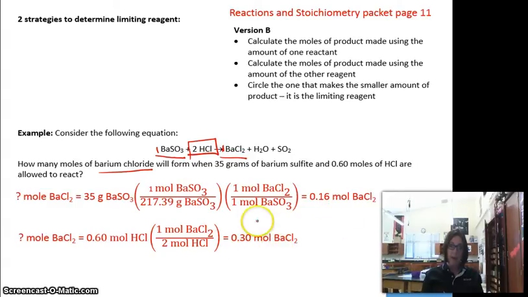Well, I can't make 0.30 moles if I run out as soon as I've made 0.16 moles. So this would be my limiting reagent.